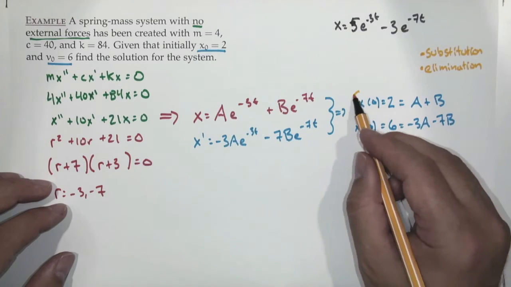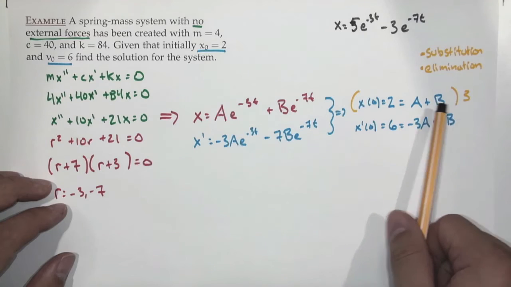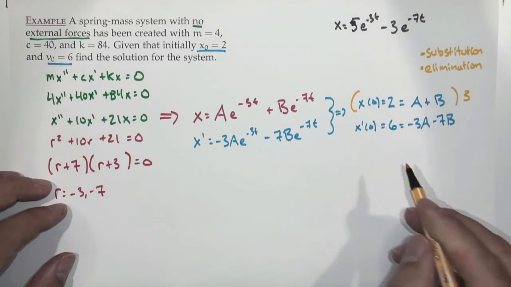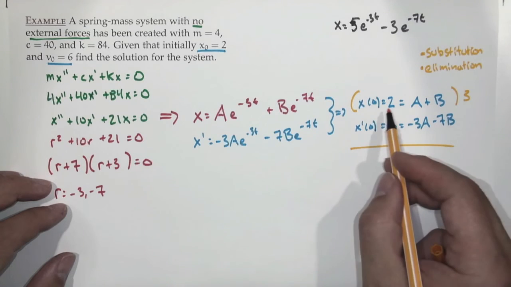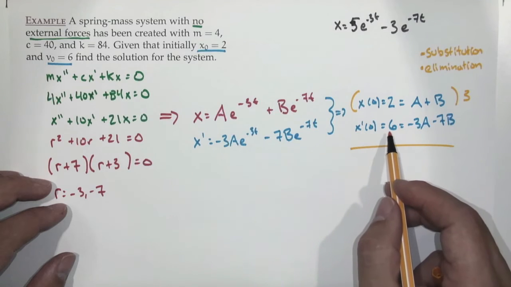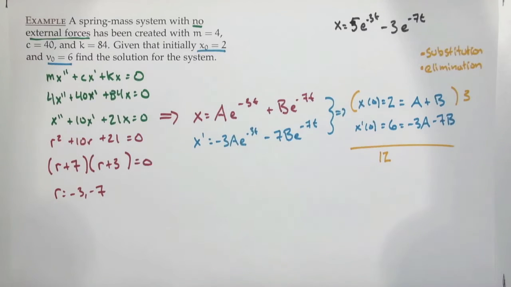So I would say the smart thing would be to multiply the first equation by 3, because then you'd have 3a and minus 3a. 3 times 2 would be 6. And then add 6 would give us 12. Yes?